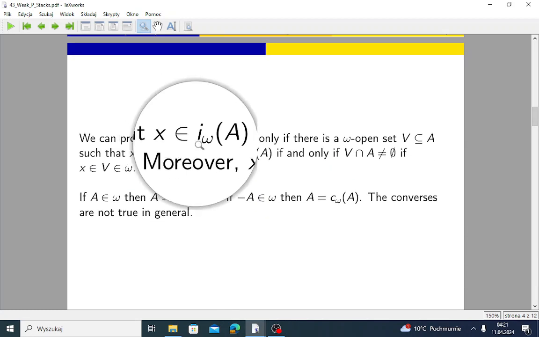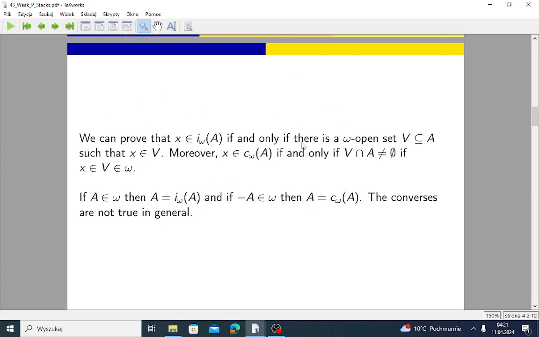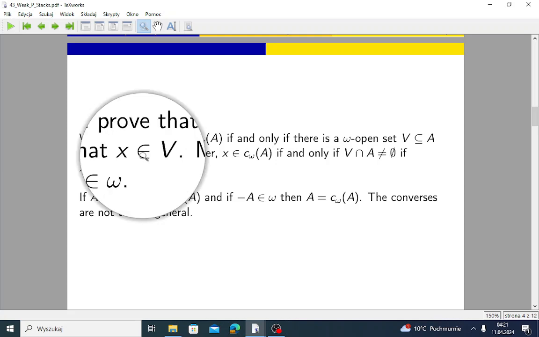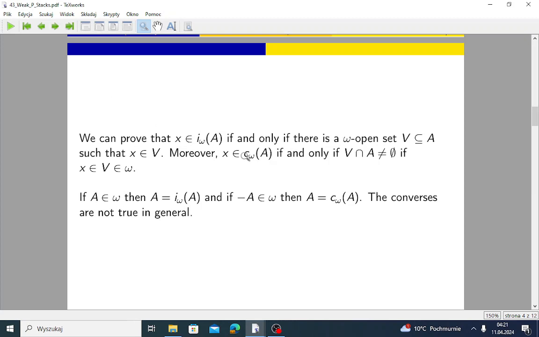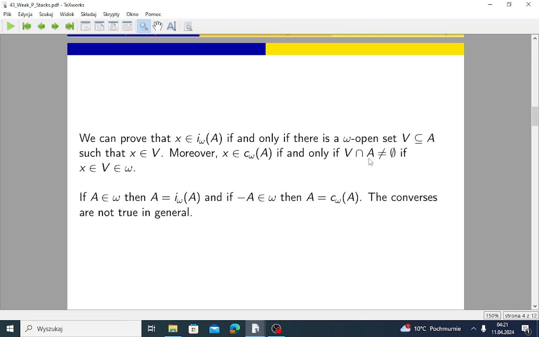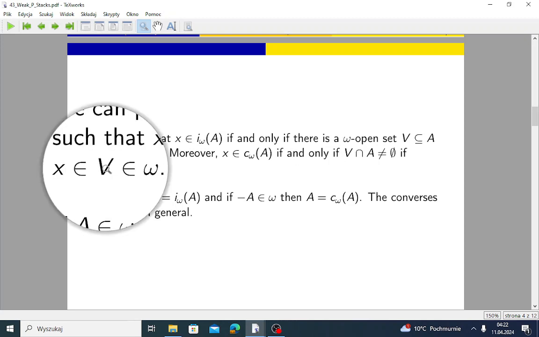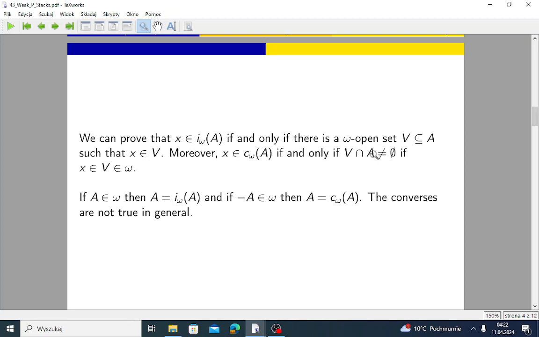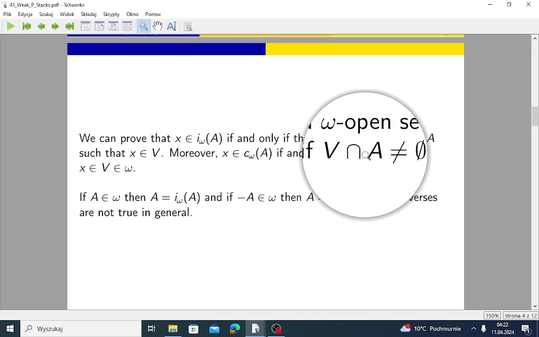This theorem is also known from topological spaces: some point x belongs to the interior of A if and only if there is some open set V contained in A such that x belongs to V. Analogously, we have a characterization of closure, which is visible here: we are in the closure of A if and only if every open set V that contains our element x has non-empty intersection with A. Okay?